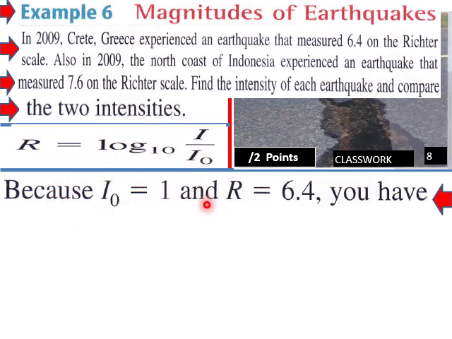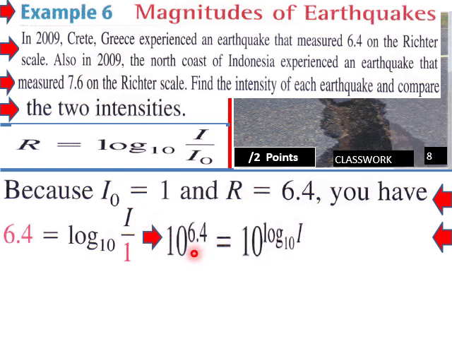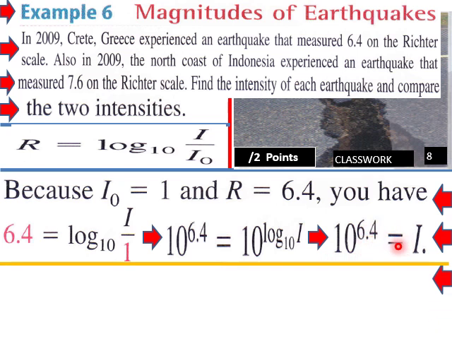So I naught equals 1 and R equals 6.4. You have 6.4 equals log base 10 of I over 1. So we're trying to find I here. We're going to undo the log by exponentiating 10 to the 6.4, with 10 to the log base 10 of I. And then that'll give us 10 to the 6.4 equals I.